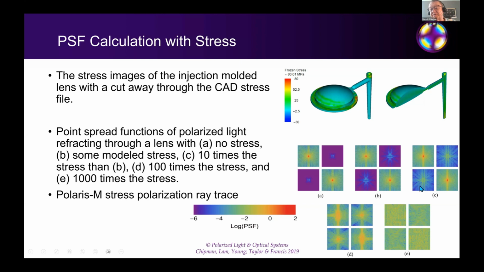And so here with 10 times the stress, now we see more than 10 times the light coupled into other polarization states. We see a lot of astigmatism showing up, a lot more light in the diffraction rings. At 100 times the stress, well, I have an image, but it's a big blurry image. And at 1,000 times the stress, I just get a speckle pattern because there's so much variation of polarization and phase. It's become more a random screen than a lens. But here you can see how we can use polarization ray tracing to simulate stress birefringence.